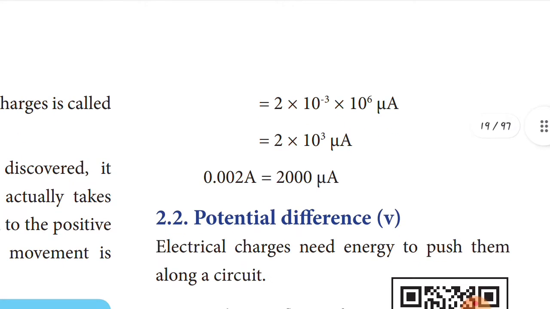2 into 10 power minus 3, multiplied by 10 power 6. So 10 power minus 3 into 10 power 6 means you add the powers: minus 3 plus 6, how much? Yes, 3. So 2 into 10 power 3 microampere. This is the correct answer, children. 2 into 10 power 3 means you add 3 zeros: 2000 microampere. This is the correct answer.